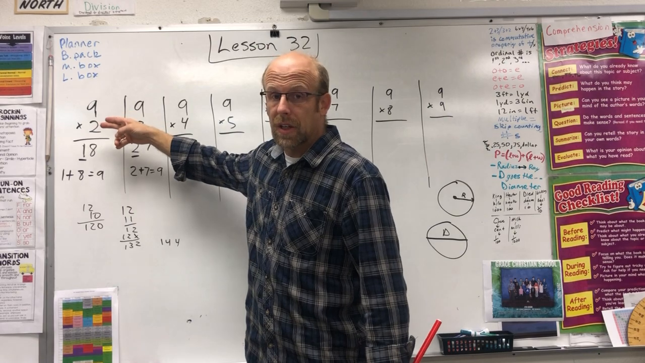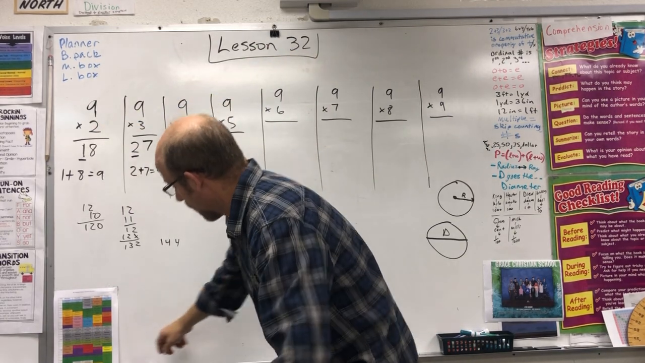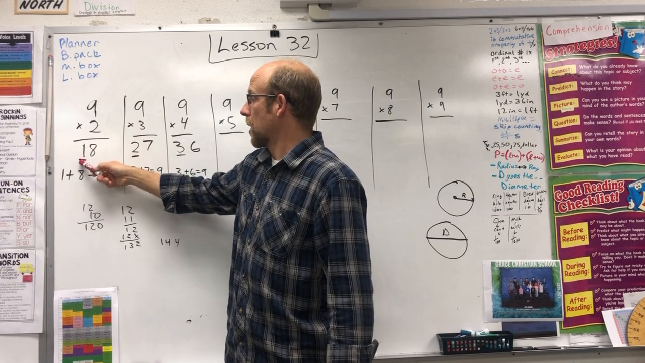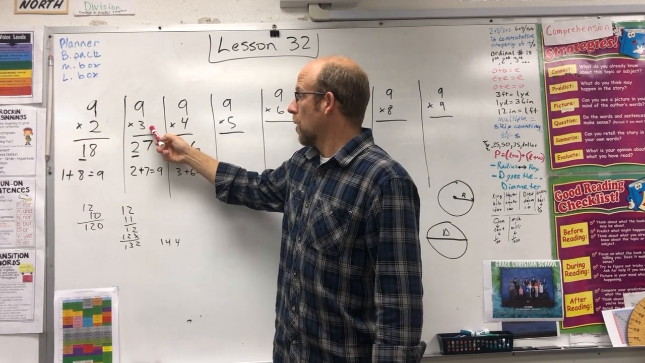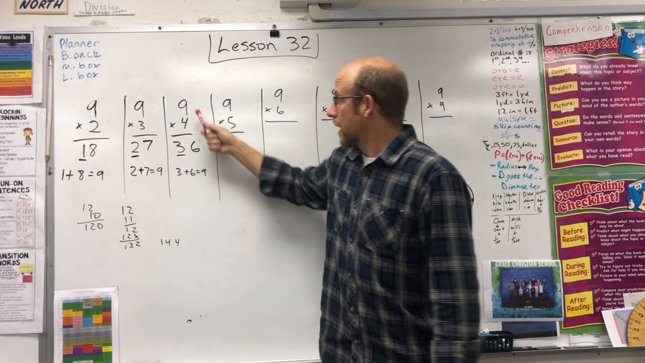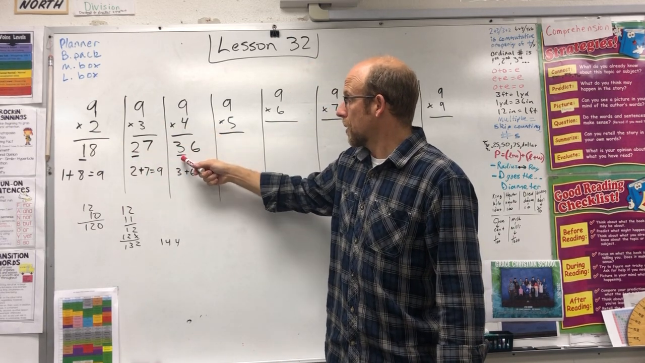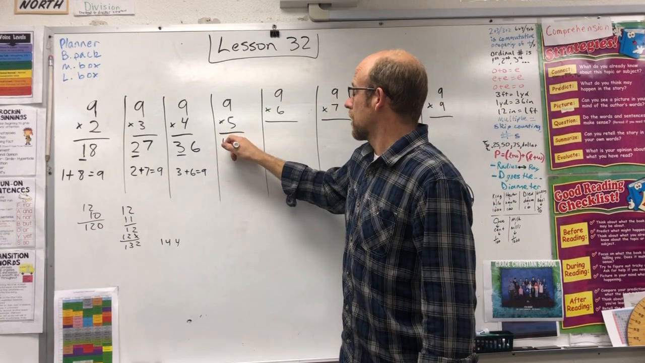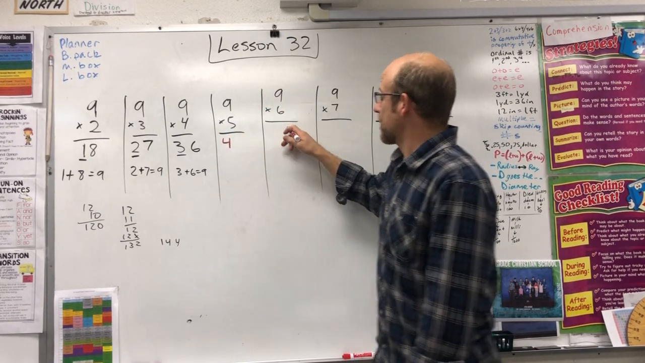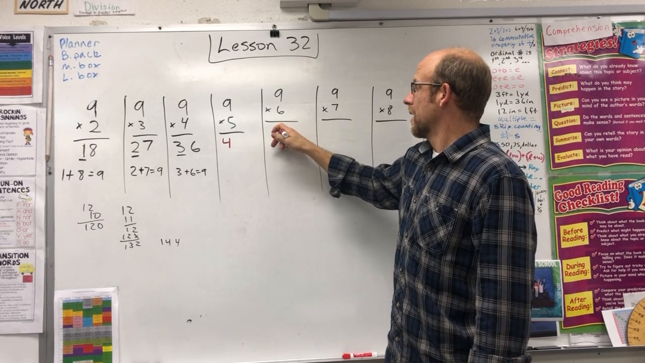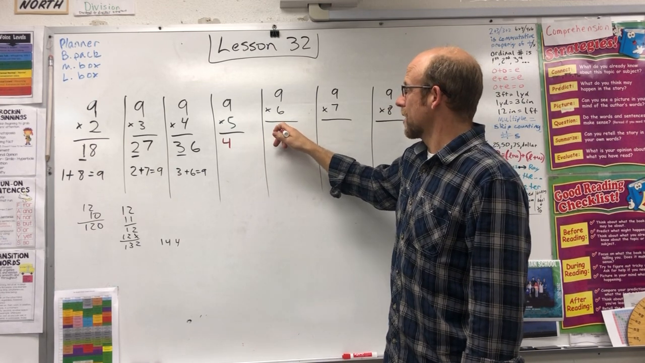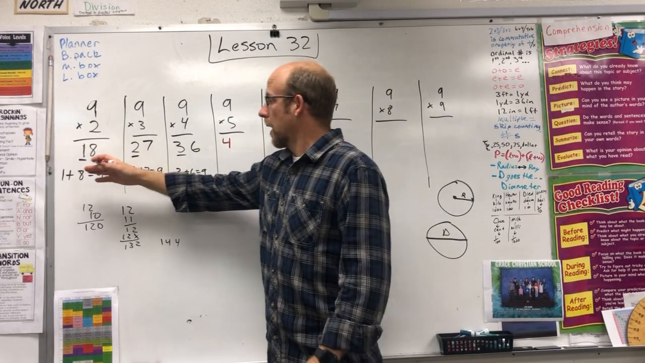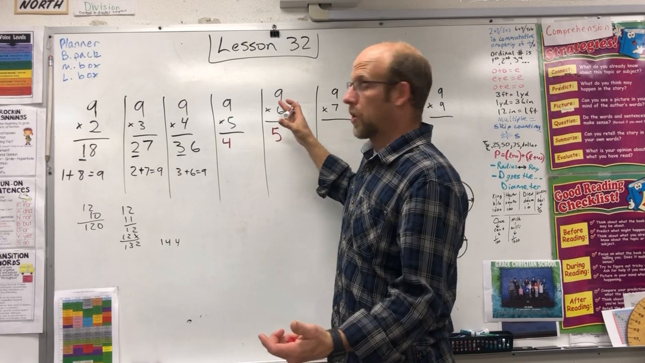Okay, so the trick on these is the 2, okay? The answer is going to start with 1 less than the 2. It's going to start with 1. 9 times 3 is going to start with 1 less than the 3. It's going to start with 2. 9 times 4 is going to start with 1 less than the 4. It's going to be a 3. 9 times 5 is going to start with 1 less than the 5, which is going to be a 4. 9 times 6 is going to start with 1 less than the 6. What do you think it is? It's 1 less than 6? 5, okay?